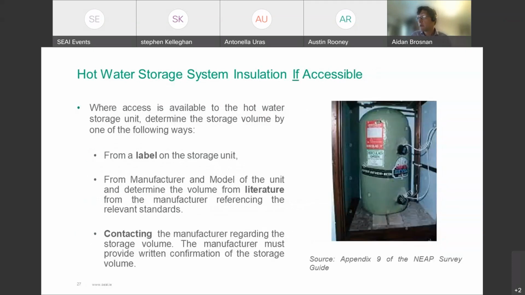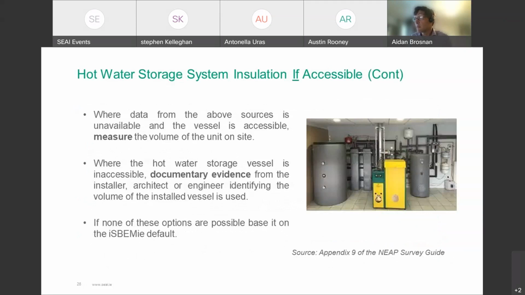So if insulation is accessible, you can look at the label on the unit and try obviously look it up, and then look up the manufacturer's data online. So if you can't obtain reasonable data on storage capacity of the unit, you should measure the unit on site, but just take account of the insulation thickness when you're doing so.